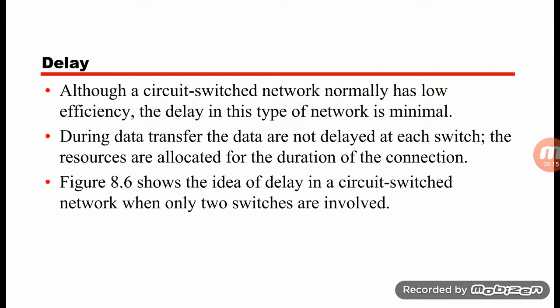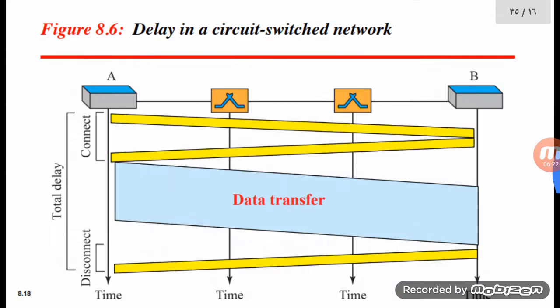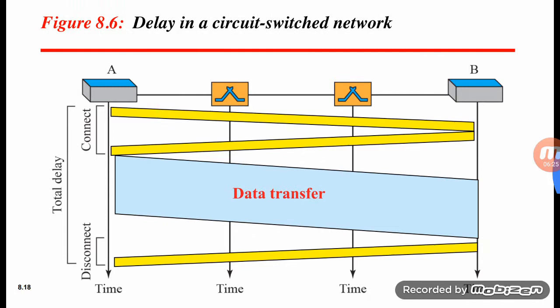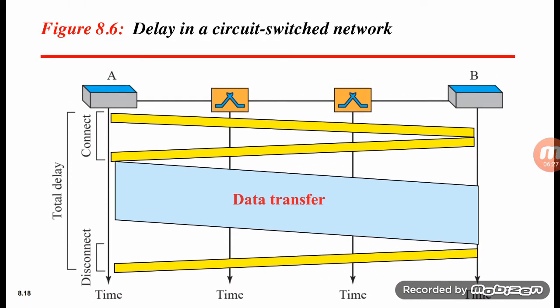Figure 8.6 shows the idea of delay in a circuit switch network when only two switches are present. This is an example that gives you an idea of what the meaning of delay is. Now you see here, this is user A or device A, and this is device B. So this guy wants to transfer data to this guy. On the path, there are two switches. So what's going to happen first? Before that, you see this is time. So this guy first sends a request.